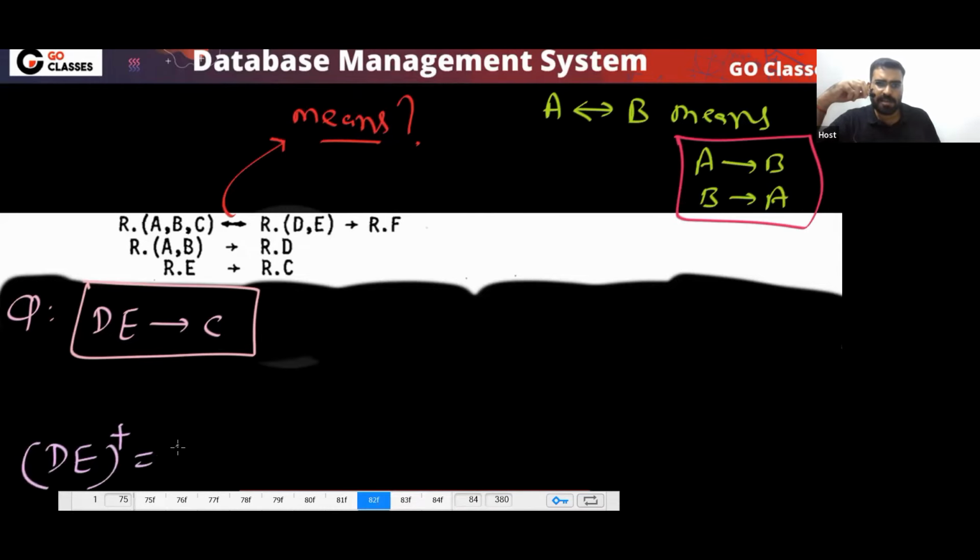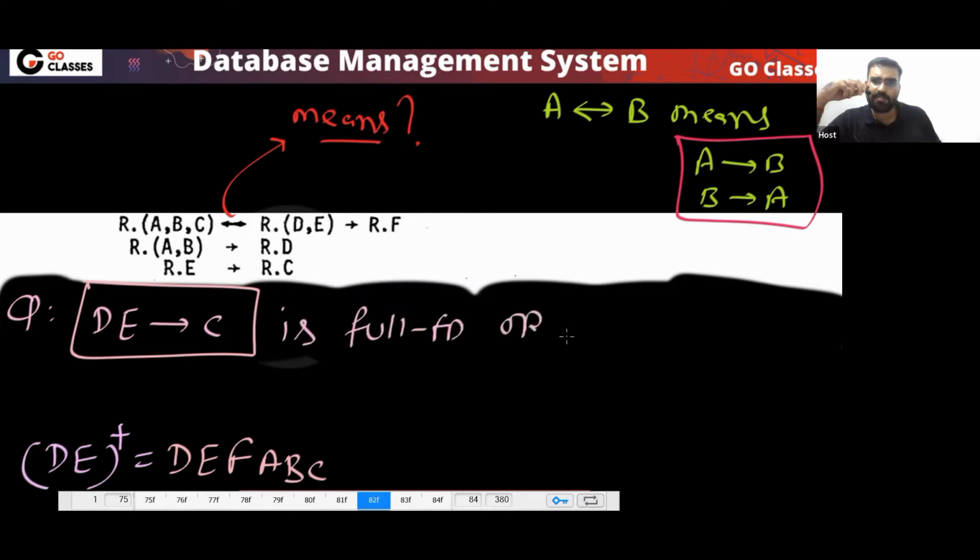What is DE plus? DE determines DE. DE can determine F. DE can determine ABC. So ABC, DEF, everything. Now tell me, is this partial or full? Is this a full FD or a partial FD? Can you remove something?